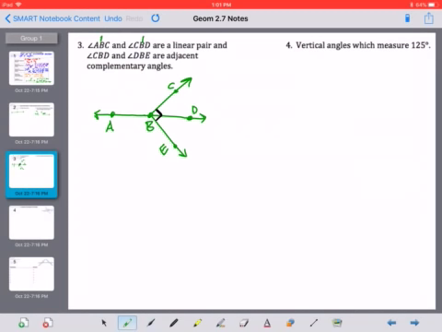And lastly, vertical angles which measure 125 degrees. So start by drawing two intersecting lines. And the obtuse vertical angles are 125 degrees. And we're supposed to label everything that we can. We can figure out these as well because 125 plus something has to be 180, meaning these vertical angles have to be 55 degrees. All right, so a little bit of drawing practice given a description.